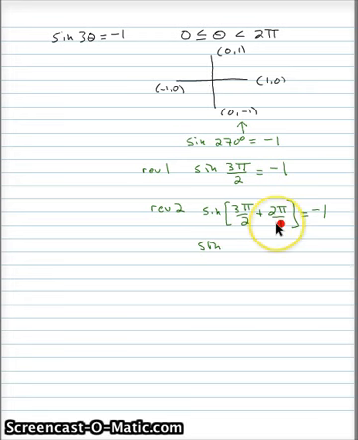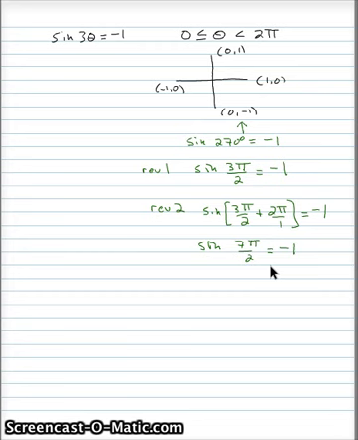How do we add these together? 3 pi times 1 is 3 pi, 2 pi times 2 is 4 pi. 3 pi plus 4 pi is 7 pi, and 2 times 1 is 2. So we can say the sine of 7 pi over 2 is negative 1. Adding those fractions together, I get sine of 7 pi over 2. That is my second revolution.